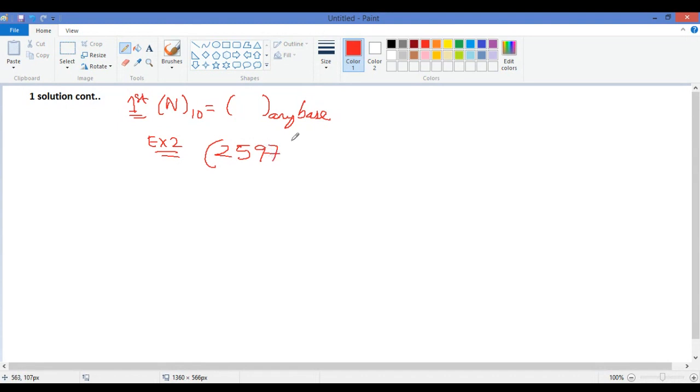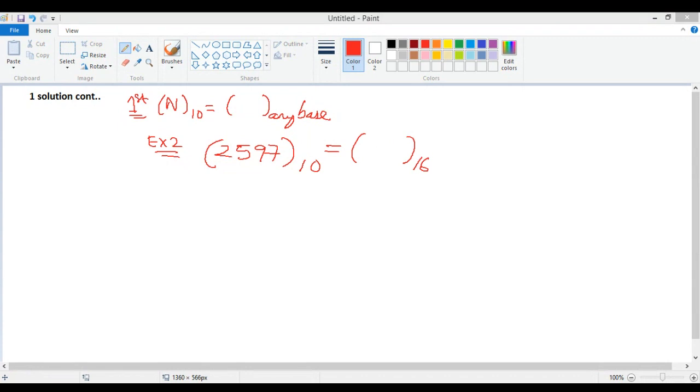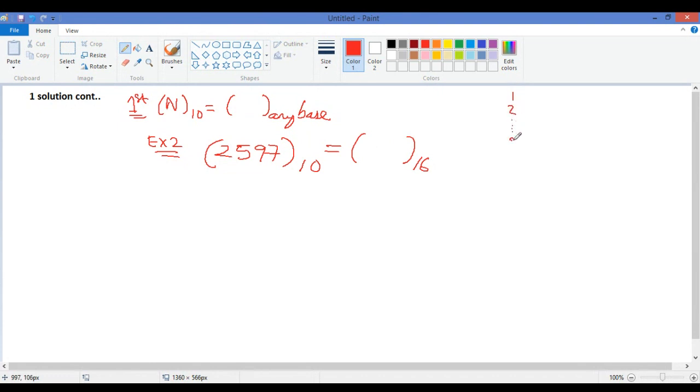2597. This is in base 10 and I want to convert it into base 16. Remember, in base 16 you have 16 symbols: 0, 1, 2, 3, 4, 5, 6, 7, 8, 9, and after 9 you have 10, 11, 12, 13, 14, 15. It starts from 0. The first number is 0.